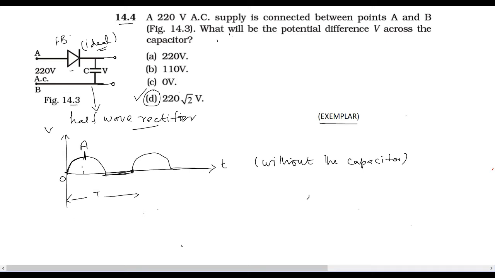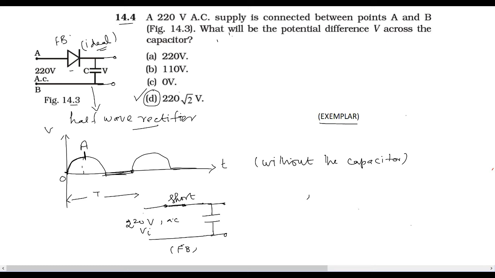Therefore the circuit diagram would be like this. Capacitor. Of course there will be a load here. This is short only when the diode is forward biased. And here you have input 220 volt AC as given in the question. This is Vi. This is the diode equivalent circuit, as if it is shorted here because it is forward biased.